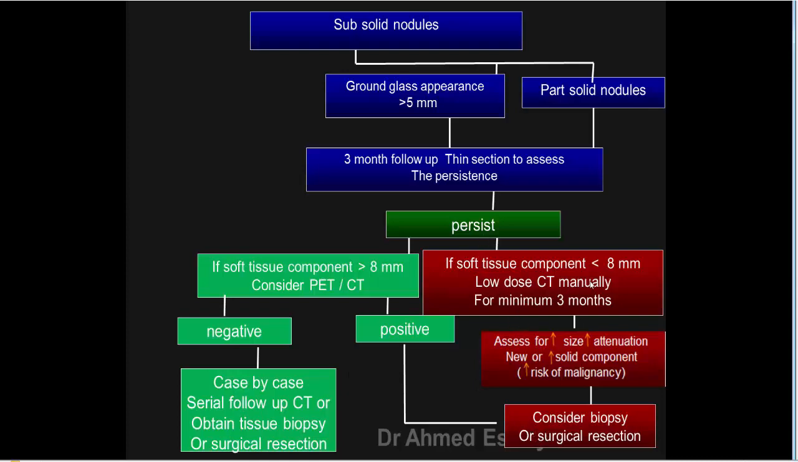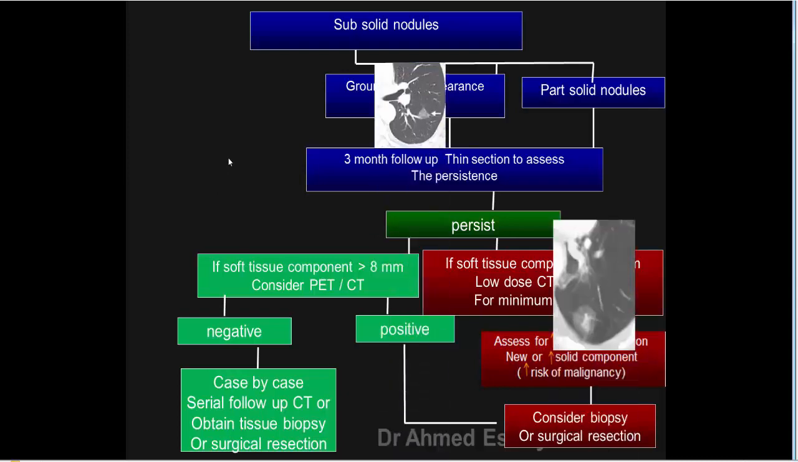If persistent with soft tissue component less than 8 mm, we do follow-up every 3 months to assess size, attenuation, and solid component. If positive, consider biopsy or surgical resection. This is the algorithm for subsolid solitary pulmonary nodule.